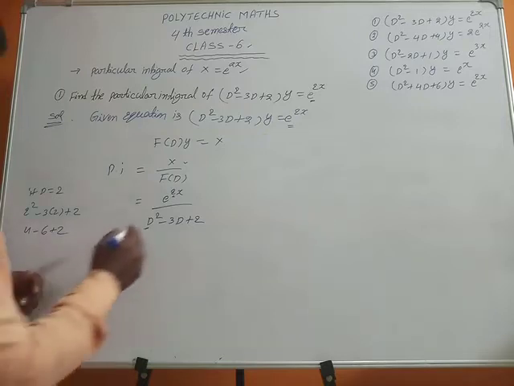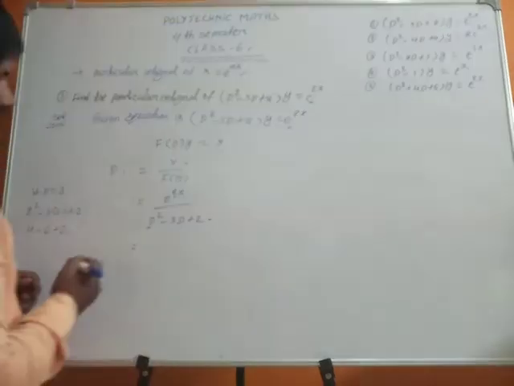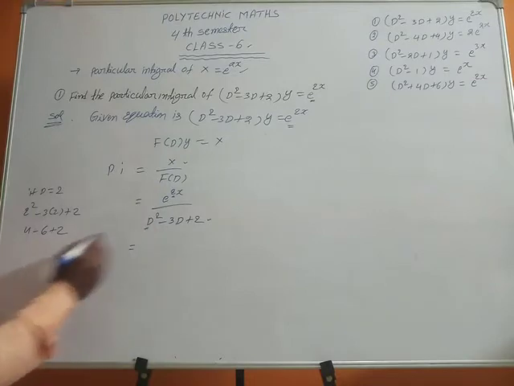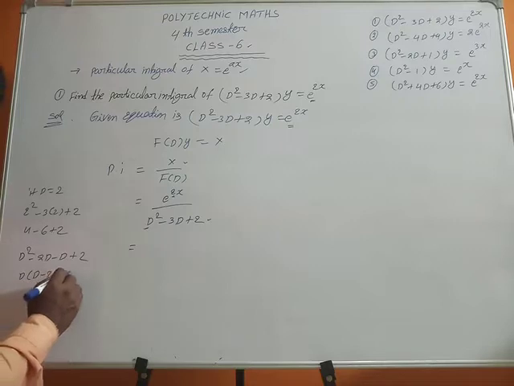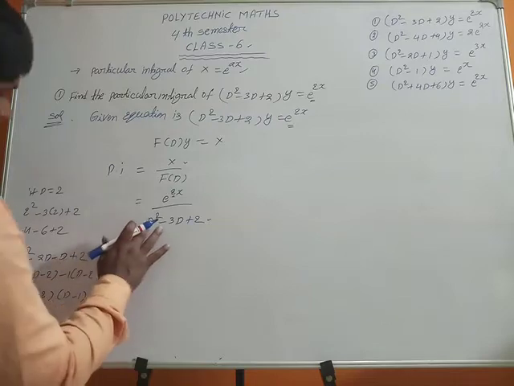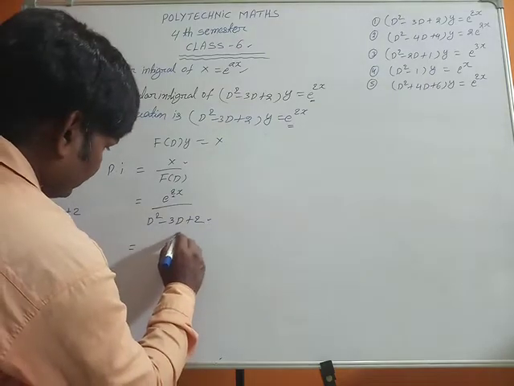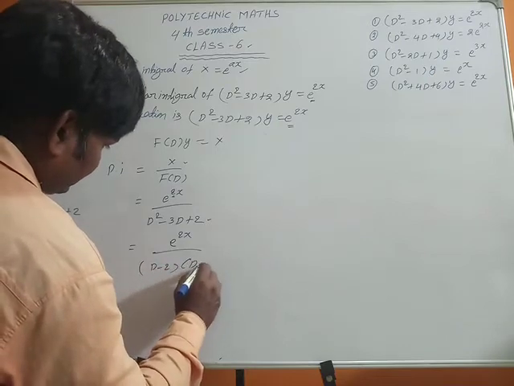So that means in this case we have to find the factorization of D. That means D square minus 2D minus D plus 2. Here D common, D minus 2; minus 1 common, D minus 2. That means D minus 2 is common. We will write D minus 1. Here the cofactors are D minus 2 into D minus 1. So e to the power of 2x by (D minus 2) into (D minus 1). This is the first case.